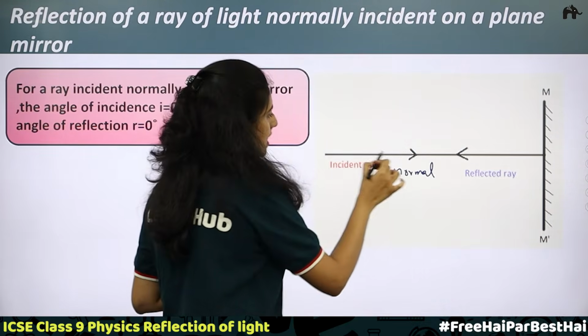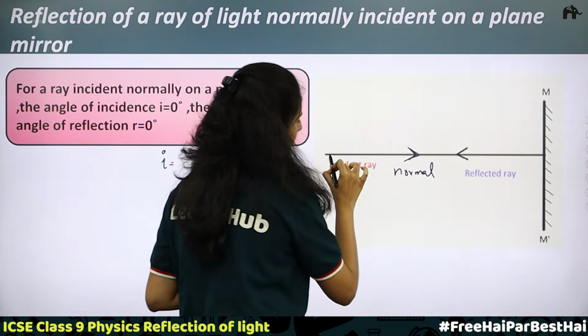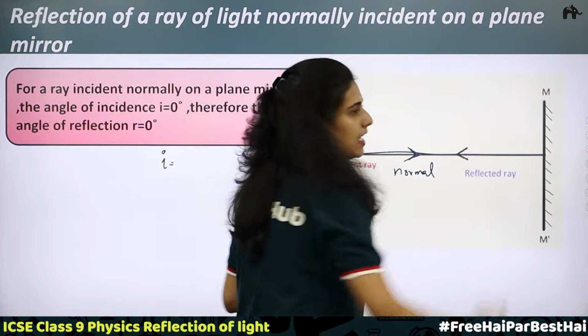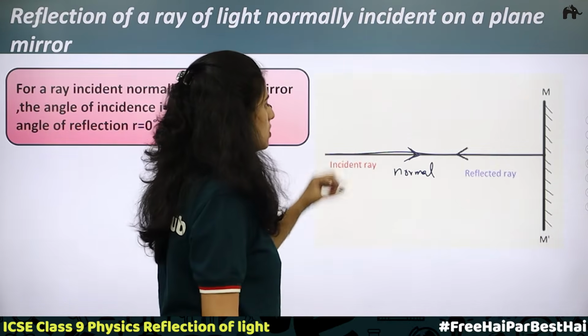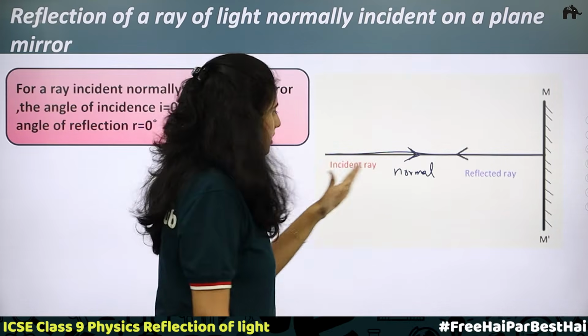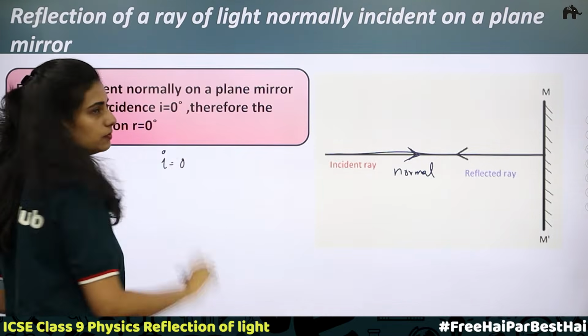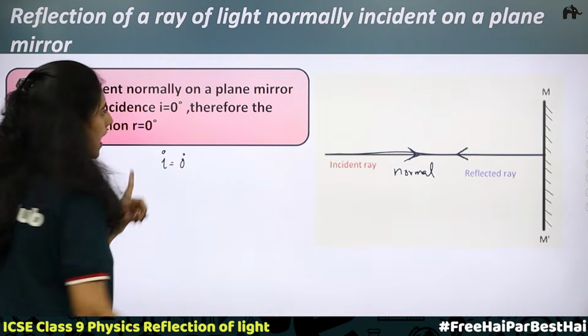Okay, and you can see that the incident ray is passing along the normal. So here we have the normal and the incident ray is passing along the normal. Okay, so what is the angle made between the incident ray and normal? There is no angle, which means the angle of incidence is equal to 0. 0 degrees is the angle of incidence.